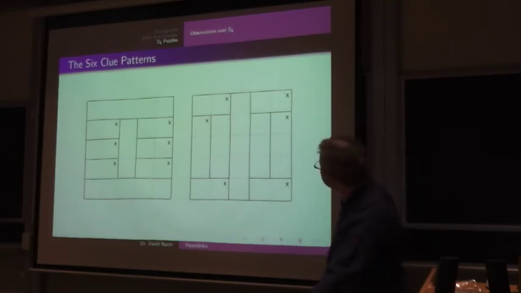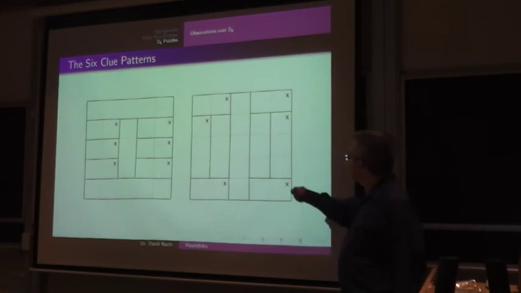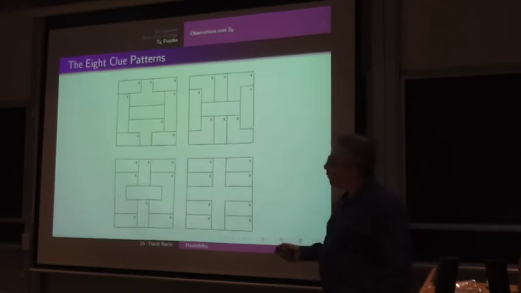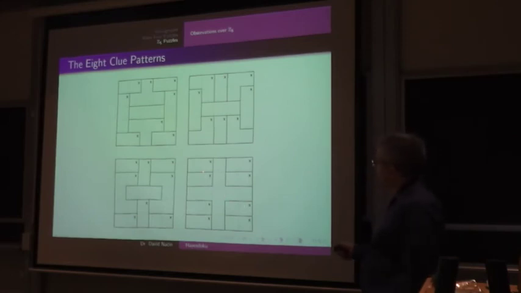So when you get to 6 clues, you still get no puzzles with unique solutions. This one I can switch the top and the bottom. I can switch the 2nd and 3rd rows here to get a new solution if I have 1 solution. But once I get to the final, the 8 clue patterns, I'm starting to get some unique solutions. Now down here in the bottom, I can switch the first 2 columns to turn a solution into a new solution. So this one doesn't have any hope. But the other 3 all produce unique solutions.